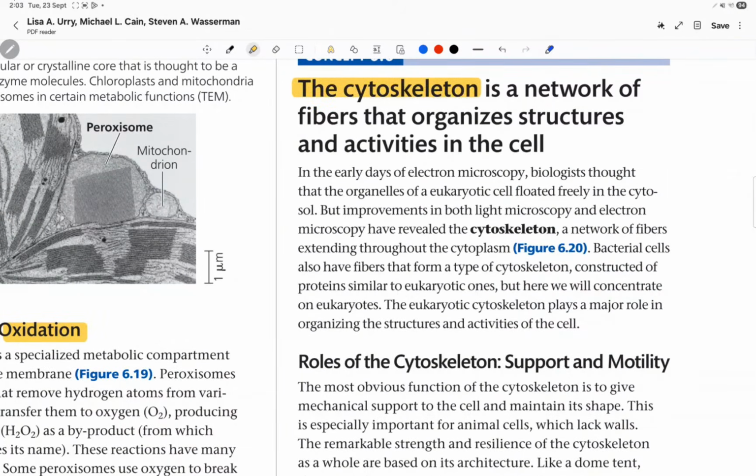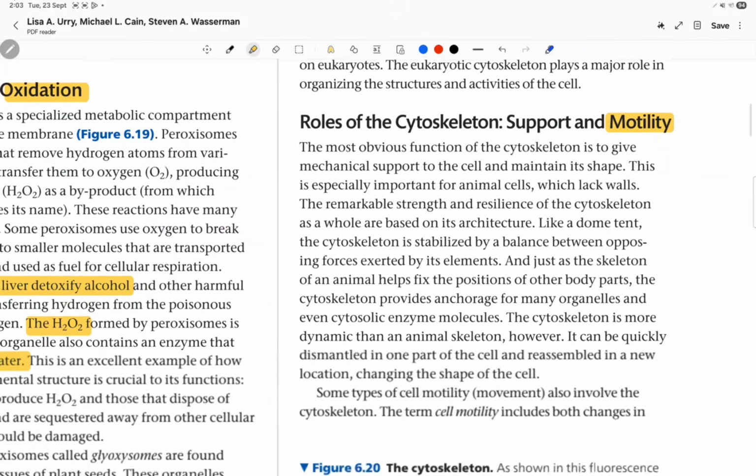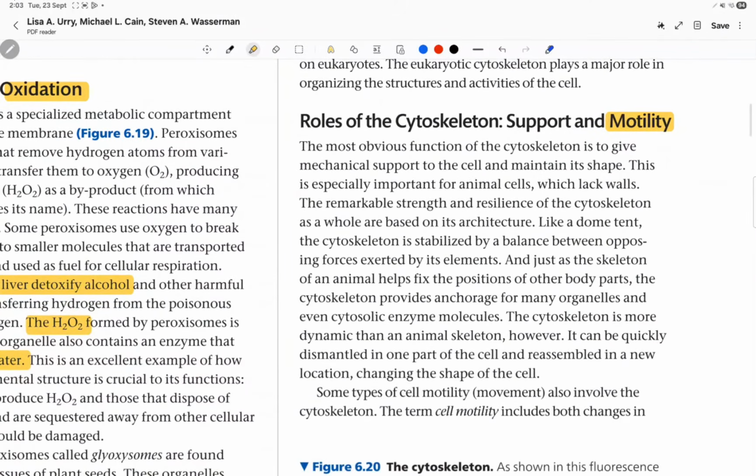Cytoskeleton is going to act as a skeleton, but simply inside the cell, not only to support, but also to transport. Motility means transportation. So, the cytoskeleton is responsible for giving mechanical support to the cell and also to maintain the shape of the cell. Very, very important for an animal cell because we have no cell wall.